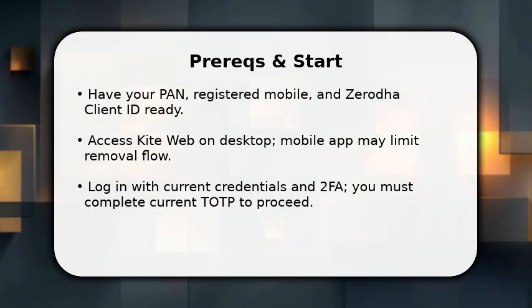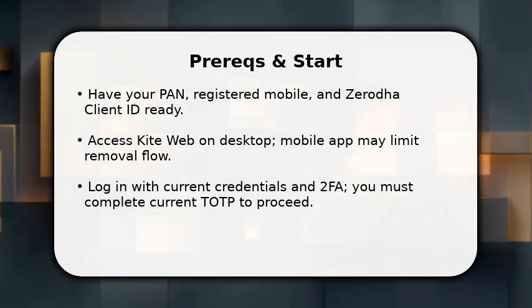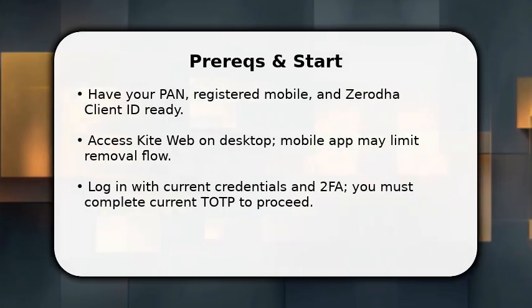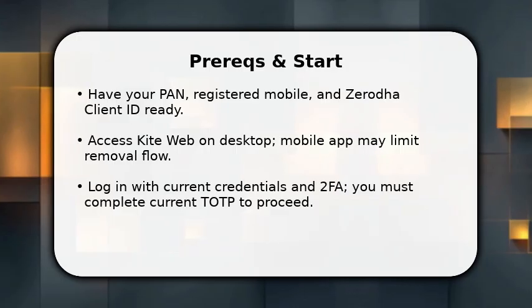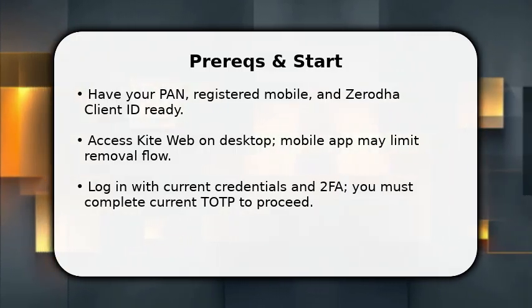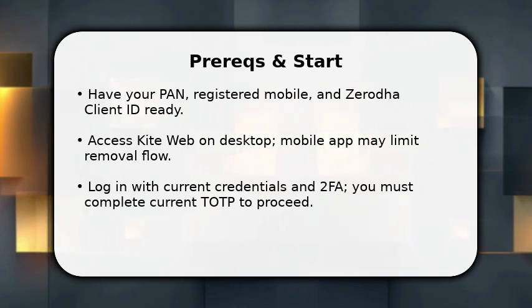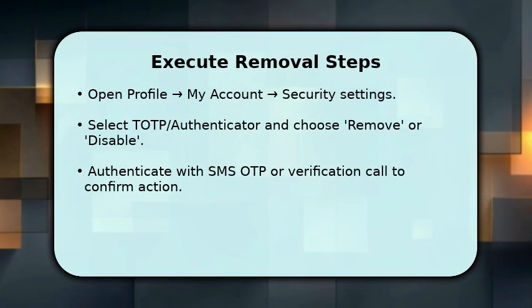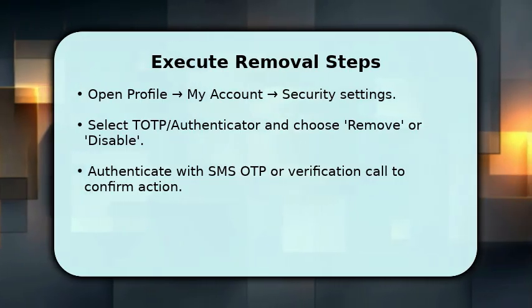Don't wander through menus. Make sure your registered mobile is reachable for SMS OTP or an incoming call as an extra verification. This step proves ownership, and it's required before Zerodha will present the option to remove TOTP from your account. Once in security settings, locate the TOTP or authenticator entry and click the Remove or Disable action.